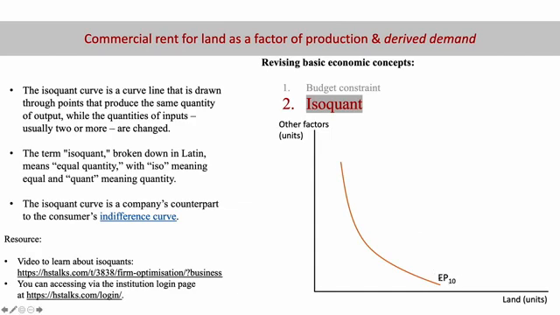So EP10 means that by combining capital, labor and land in different quantities, we are generating 10 units of apartments, and by varying the combination, we are generating 10 units on this isoquant line. If we break down the term isoquant, in Latin it means equal quantity, where iso means equal and quant means quantity.